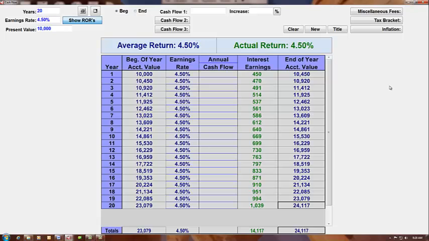This calculator is a cash flow calculator, and it's showing us a 4.5% rate of return on an investment of $10,000. You'll notice over this 20-year time frame that the $10,000 at a 4.5% rate of return has grown right here to $24,117. This 4.5% rate of return can be achieved in a whole life insurance policy. This is an after-tax, after-fee rate of return with guarantees.